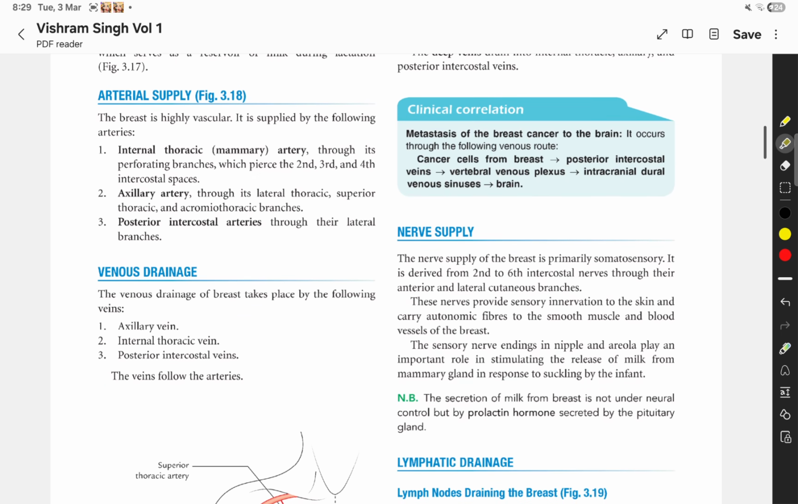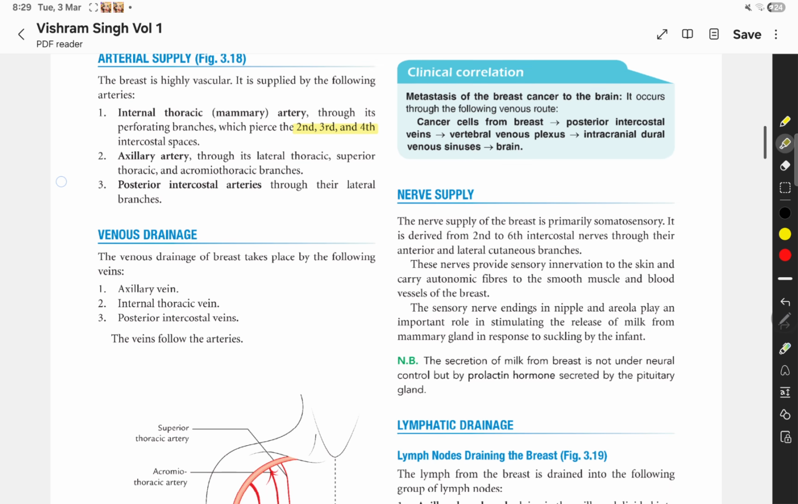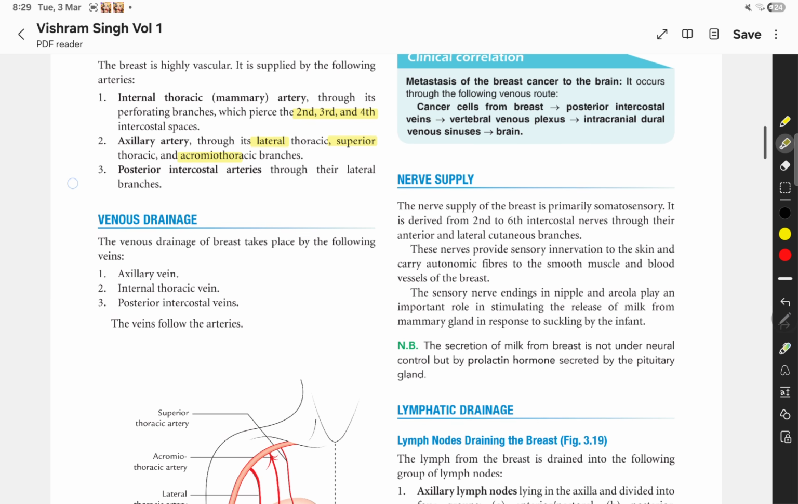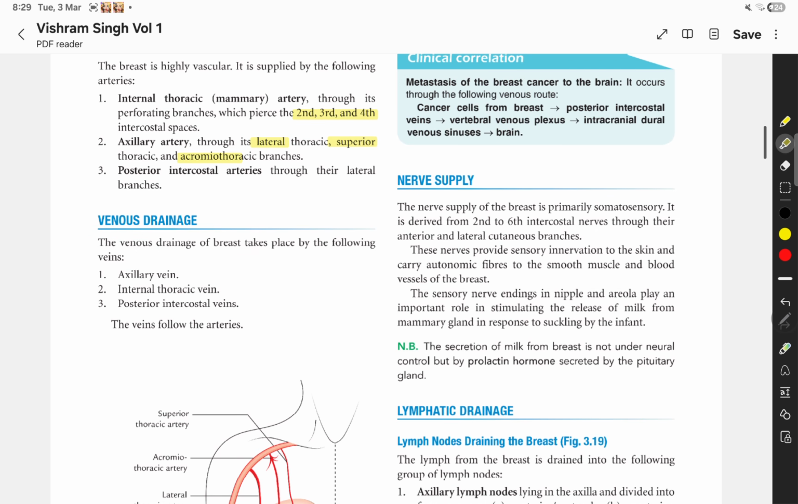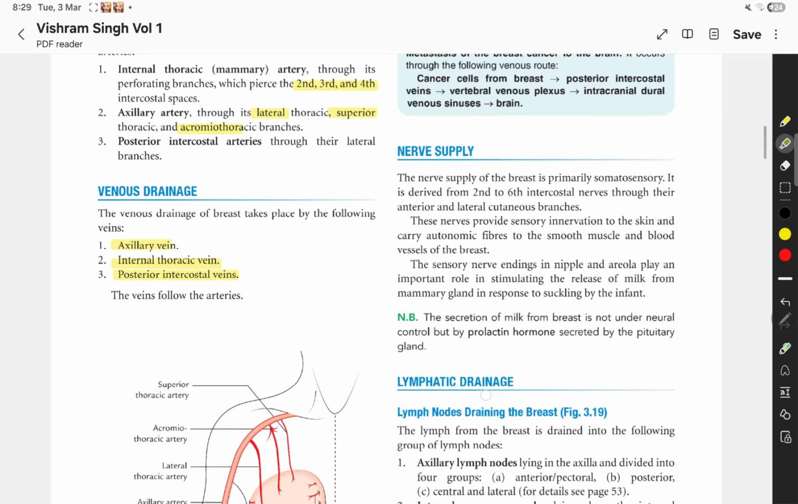Arterial supply. Internal thoracic artery through its perforating branches which pierce second, third, fourth intercostal spaces. Axillary artery through its lateral thoracic, superior thoracic and acromiothoracic branches. Posterior intercostal artery through the lateral branches. Internal thoracic, axillary, posterior intercostal artery. Next, venous drainage: axillary vein, internal thoracic vein, posterior intercostal vein.